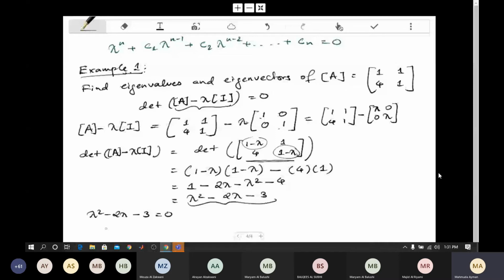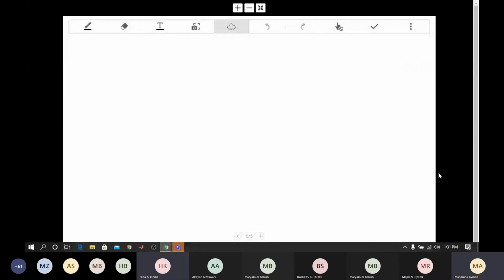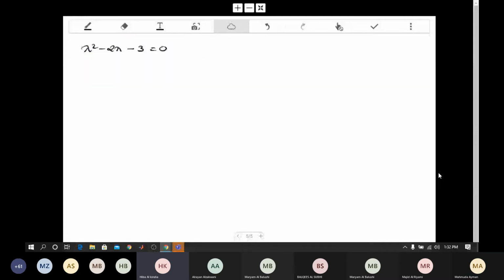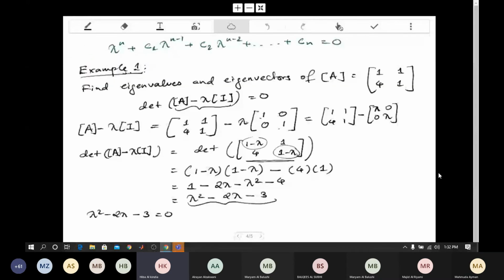So here now, if you use the quadratic equation, let's do that. Yes, in the last equation you wrote lambda squared minus 2 lambda, but lambda squared is minus. Okay, I made a mistake. It should be plus. Thank you. So it should be 1 minus 2 lambda plus lambda squared minus 4. Okay, thank you for that.